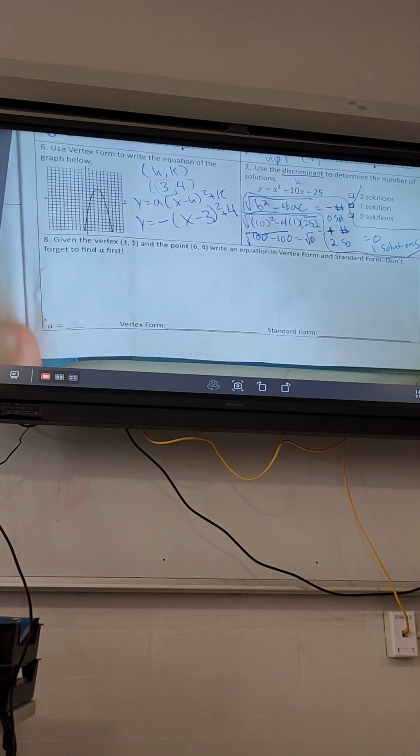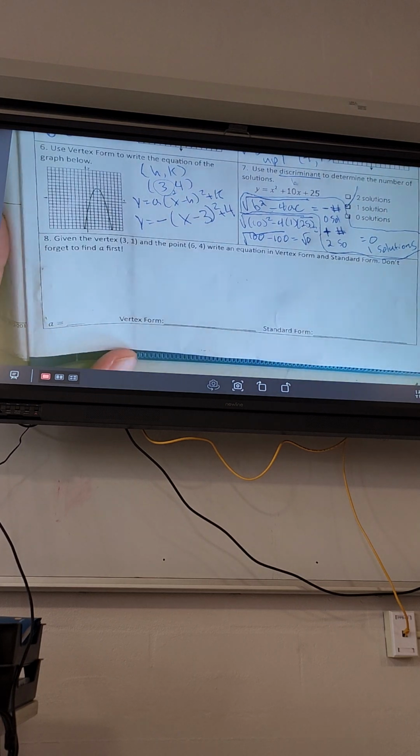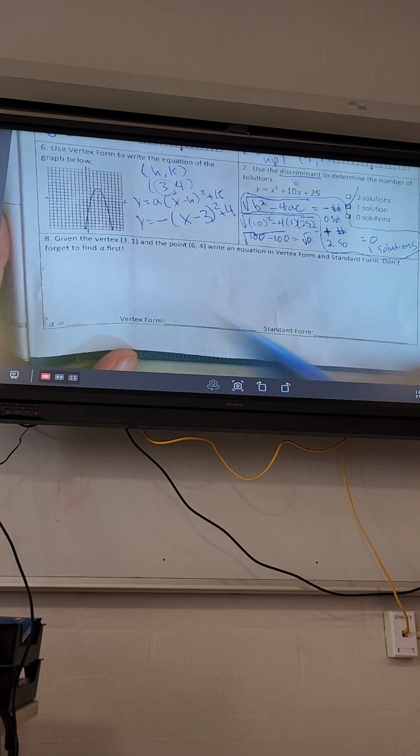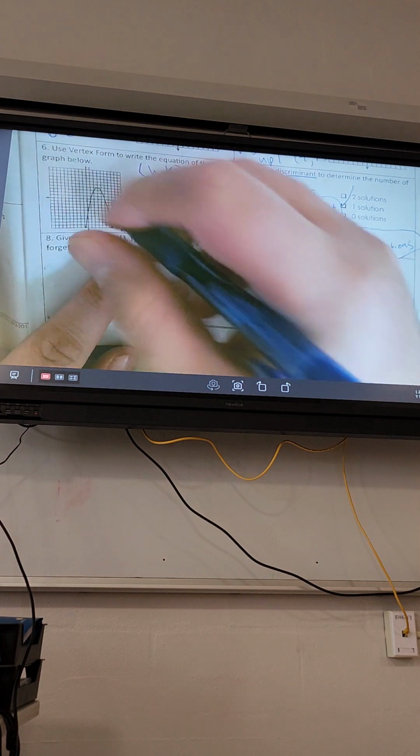All right, next question. Given the vertex 3, 1 and the point 6, 4, write an equation in vertex form and standard form. Don't forget to find the a first. So that's going to put a lot of skills in play here. So we have a vertex, we have h, k, right?